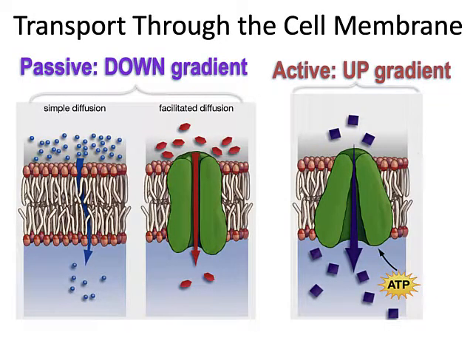This diagram shows us a nice comparison of passive versus active transport. And notice that there's really two types of passive transport, which is to say we're moving down a concentration gradient. In simple diffusion, we're moving directly through the cell membrane, but in facilitated diffusion, we're moving through a membrane protein. However, for facilitated diffusion, no energy is required because we're moving down the gradient.